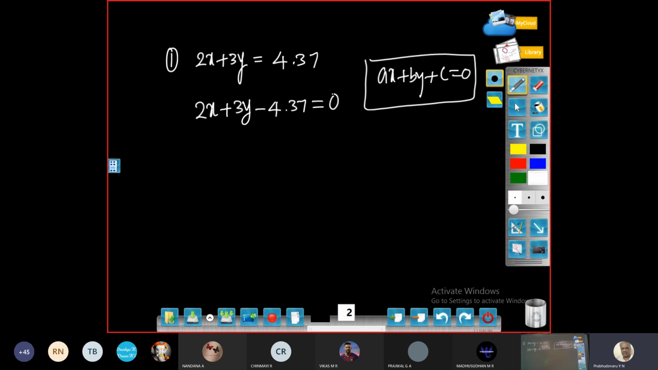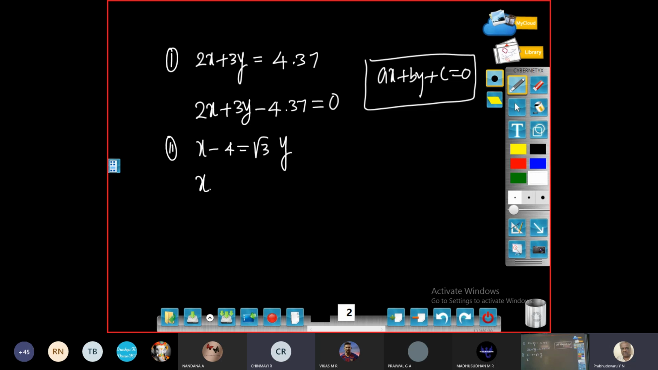Now one more. Second one, x minus 4 is equal to root 3 into y. Now this is not in the standard form. So write down this in the standard form now. Tell me. Sir, x minus 4 minus root 3y is equal to 0.